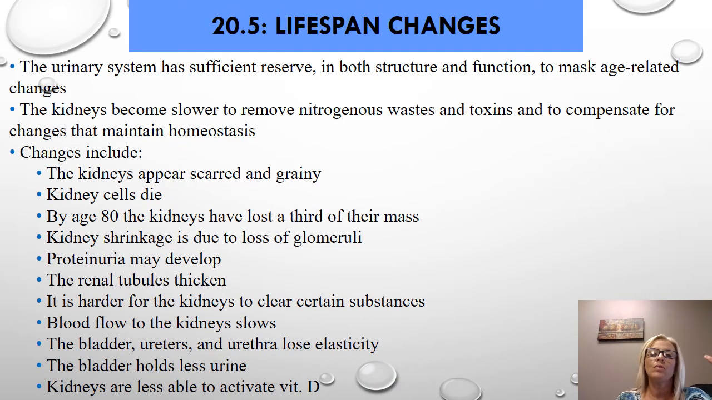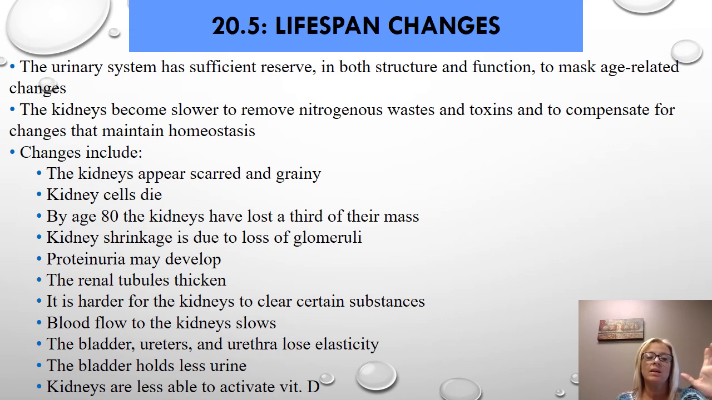So over the scope of your life, the urinary system, often in structure and function, can hide or mask some of the age-related changes, but they do often become slower to remove nitrogenous waste, slower to remove those toxins, and be able to compensate and maintain homeostasis. So the kidney can appear more scarred and grainy. You will lose some of your kidney cells. By the age of 80, your kidneys have lost up to 33% of their mass.